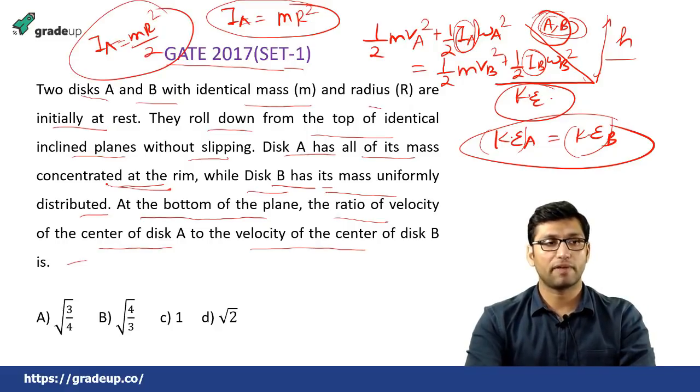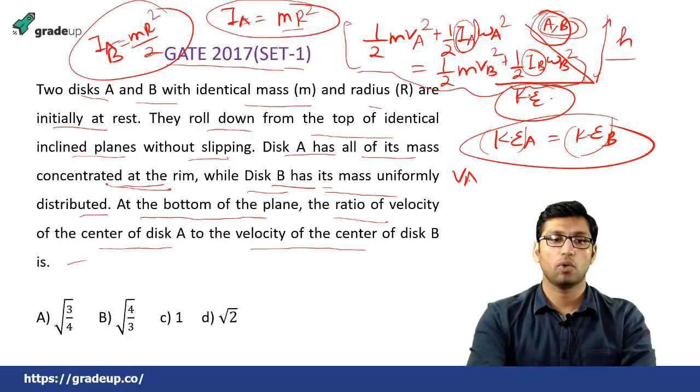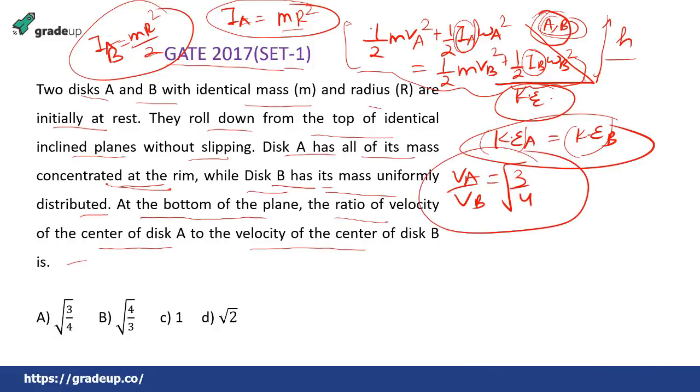After putting the values of the moment of inertia of A and B in this equation, we can easily find the ratio of vA over vB. That is what you have to find. After solving it, this will come out to be root 3 by 4. So this is the trick that you have to use. You just need to put these moment of inertia values over here, and you will get the ratio of velocity of A and velocity of B, which will come out to be root 3 by 4.